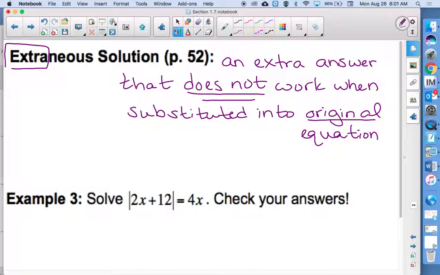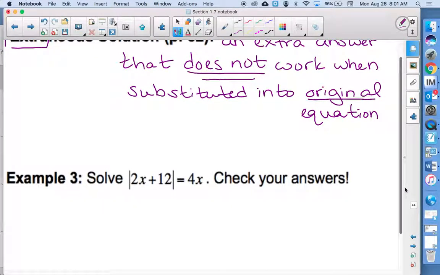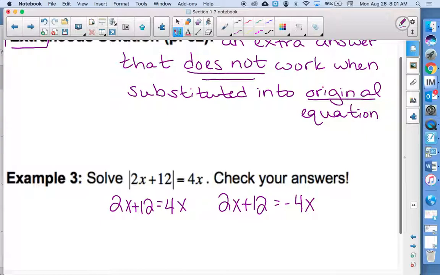So if you look at example 3, this one now has a variable on the left and a variable on the right. I want you to solve it, and then it says check your answers. So just like we solved the other 2, we're going to still separate them into the positive 4x and the negative 4x. I still need to account for the distance from 0. Could be a negative number, but a positive distance, a positive number, but that same positive distance to get to the middle.